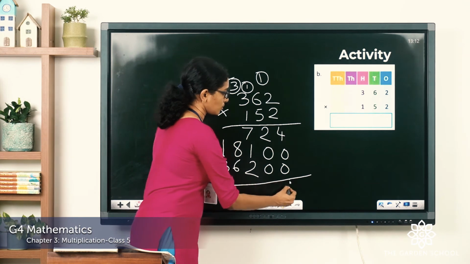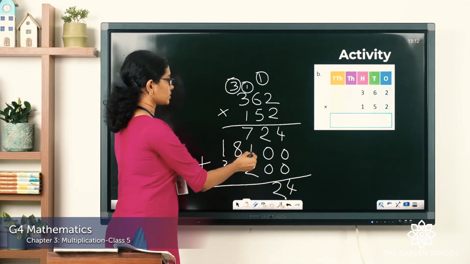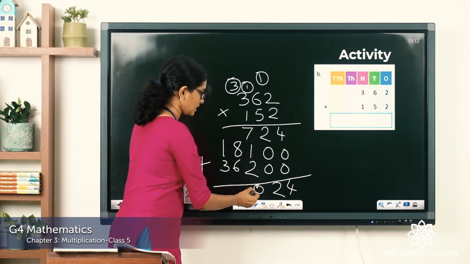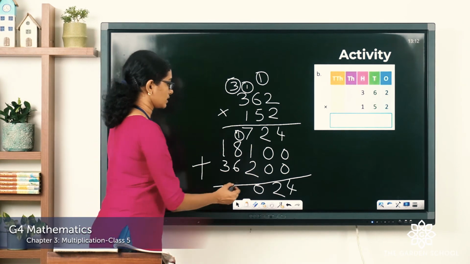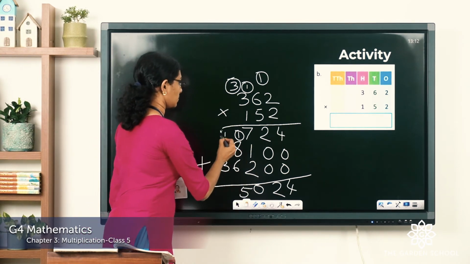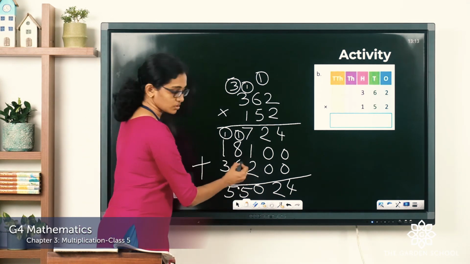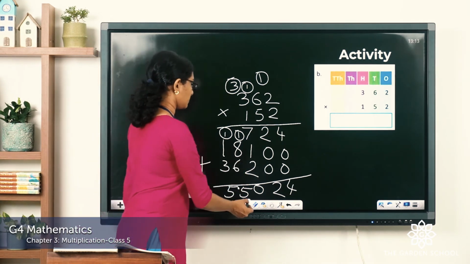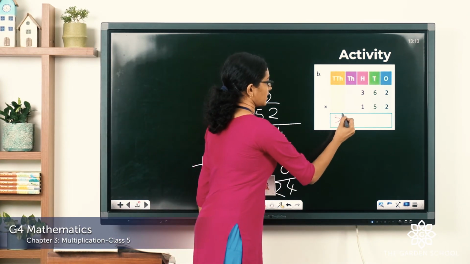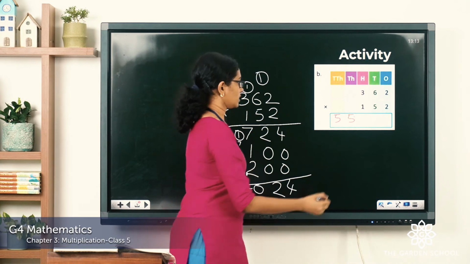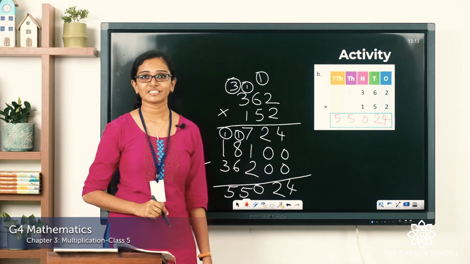4 plus 0 plus 0, 4. 2 plus 0 plus 0, 2. 7 plus 1, 8. Plus 2 is 10. A carry over 1. 8 plus 6, 14, plus 1, 15. A carry over 1. 3 plus 1, 4. Plus 1, it is 5. So what is the answer here? The product here is 55,024. Hope your answer was correct.